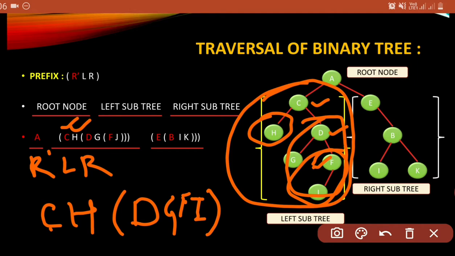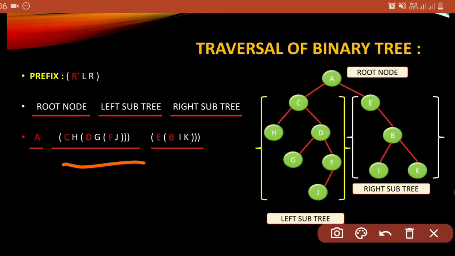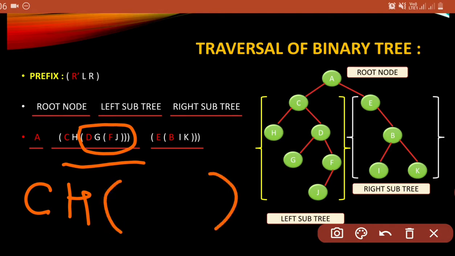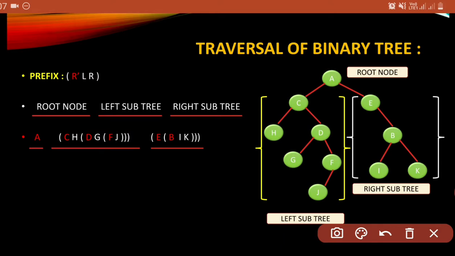That's why we are having these things in front of us. I'm denoting it like C is root node, then H is left, and the other part is right. And again in another part, D is root, G is left, and the right also has a tree. F is root, I is left, right is not present. In this way, every place you have to fill by keeping in mind the prefix order.